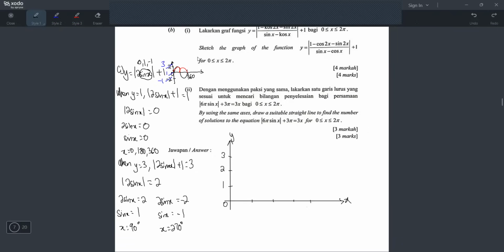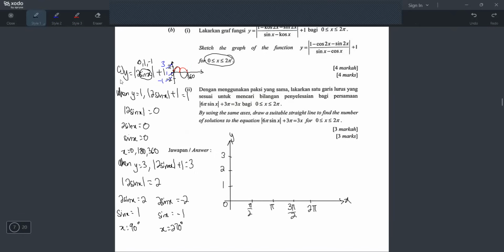And in SPM, they always like to ask in radian. It means they want it in terms of pi, right? So make sure you know how to write the degrees in radian. So this must be 360. 360 is 2 pi, and then half of it will be pi. This one pi over 2, this one 3 pi over 2.